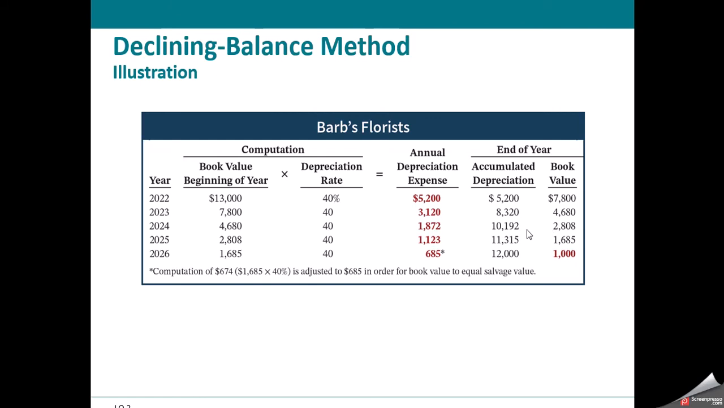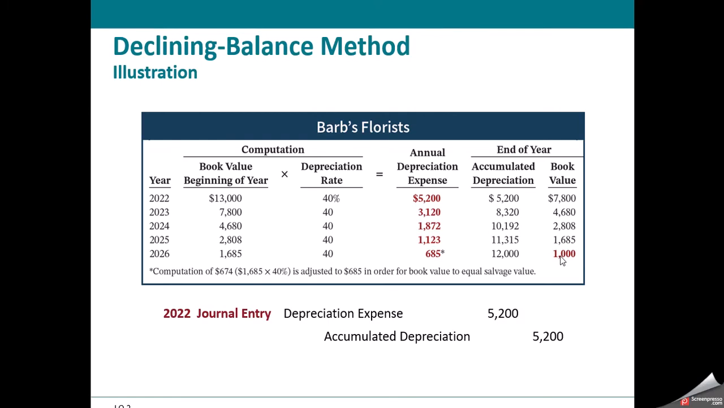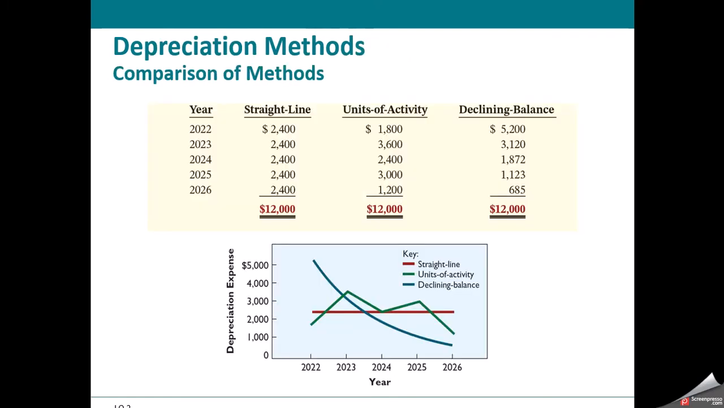So again, this is probably the most complicated one, but where you really have to pay attention is this little asterisk. When you get to your final year, you can't just do the 40% times the amount, because you need this book value at the end of the service life to be $1,000. That's that salvage value. So this is more of a plug number. It isn't this multiplied by that. It's how much can I still depreciate and have $1,000 left. But then the journal entry again is the same debits and the same credits.